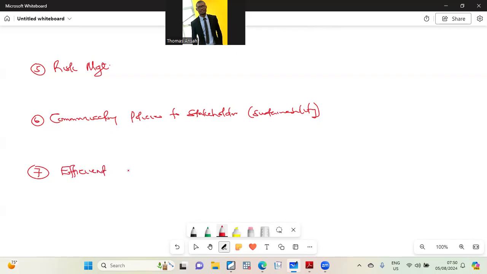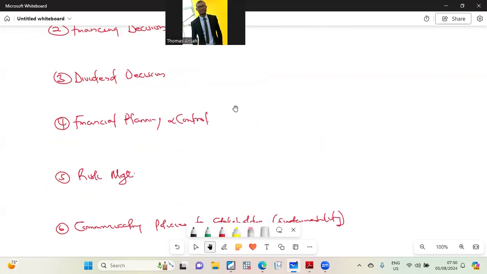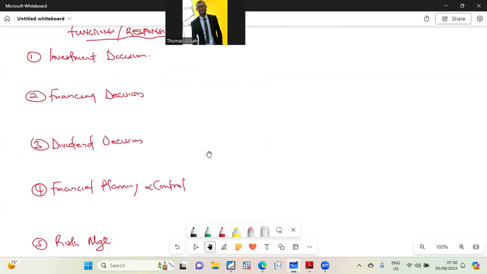The efficient and effective use of resources. All right. So these are the functions of a finance manager. So if you say you are a finance manager in an entity, these are what you'll be doing. So these are your 7 major roles. If you go for an interview, they ask you, what do you think you foresee yourself doing here as a finance manager? These are the things you bring about.